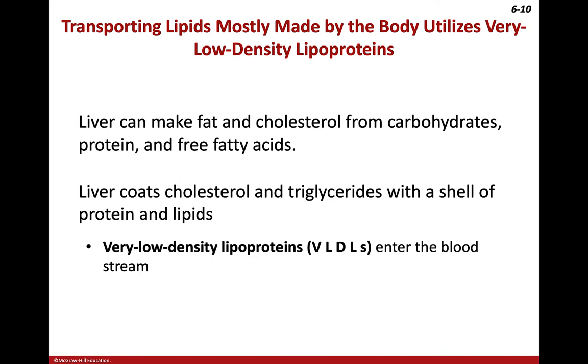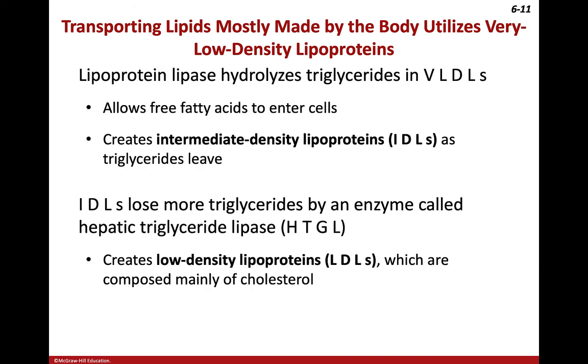Now, the liver can make fat and cholesterol from carbohydrates, protein, and free fatty acids. So the liver will coat the cholesterol and triglycerides with a shell of protein and lipids, and this is how very low density lipoprotein is formed, and that will enter the bloodstream.